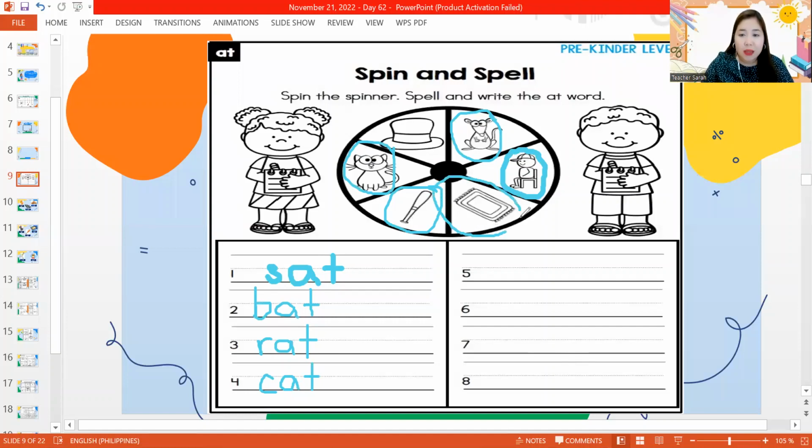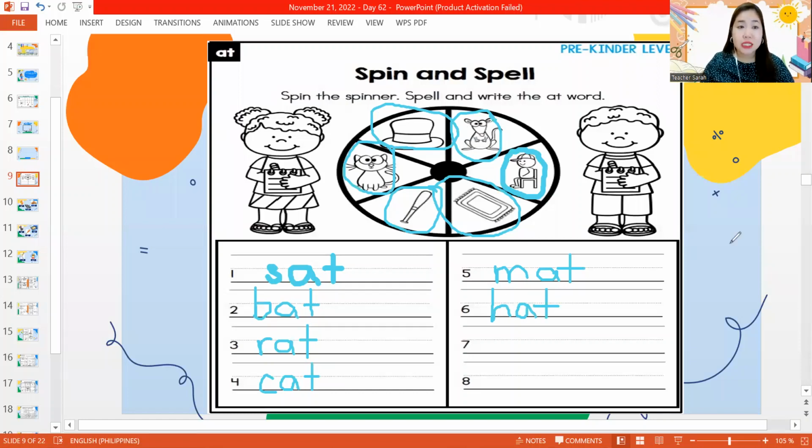Okay, next one, we have this one. This is called a mat. Very good. M, A and T. We have the word mat. And last one, what do we have here? This is called a hat. Very good. Letter H, letter A, and a letter T.